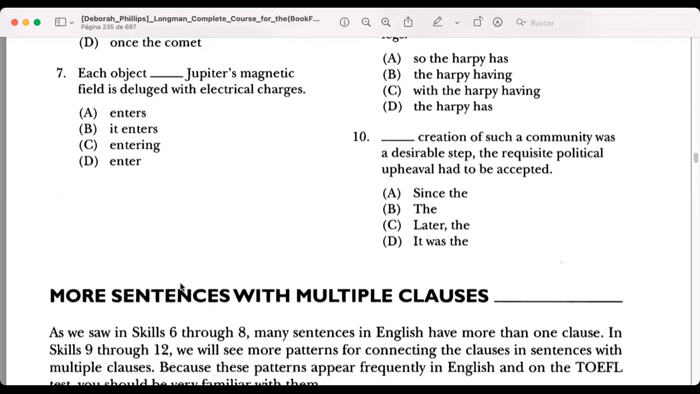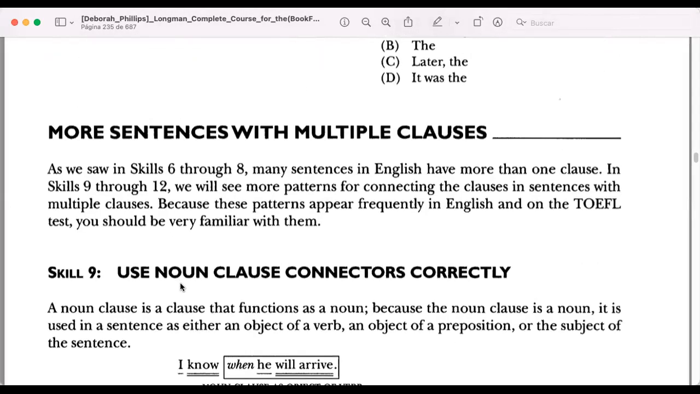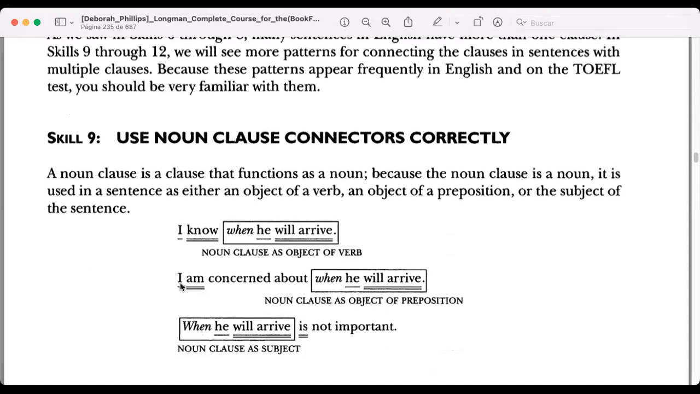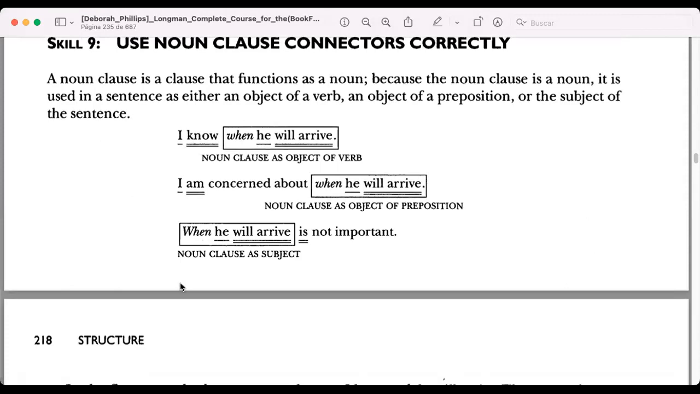Now we continue with skill number 9: Use noun clause connectors correctly. I read it for you. A noun clause is a clause that functions as a noun. It is used in a sentence as either an object of a verb, an object of a preposition, or the subject of the sentence. Be careful with this. It's easy, but you may be confused if you don't understand this part well.